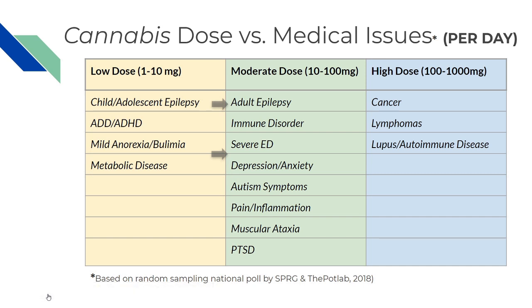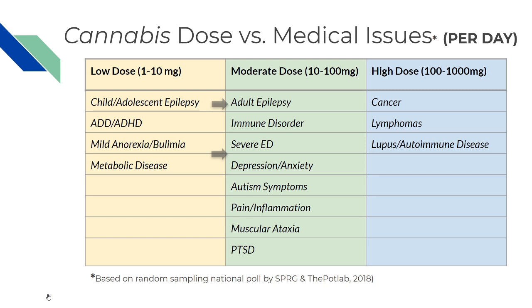So, cannabis dose versus medical issues. As a cannabis counselor, I get asked a lot what dose and what kind of cannabis to use. Well, in this introductory video, I'm going to introduce you to our dosing chart. All adolescent patients are recommended a low dose therapy, so that's just a note there. Child and adolescent epilepsy, ADHD, ADD, mild anorexia, bulimia, and metabolic diseases often fall in the low dose spectrum. This is 1 to 10 milligrams of cannabinoids per day.